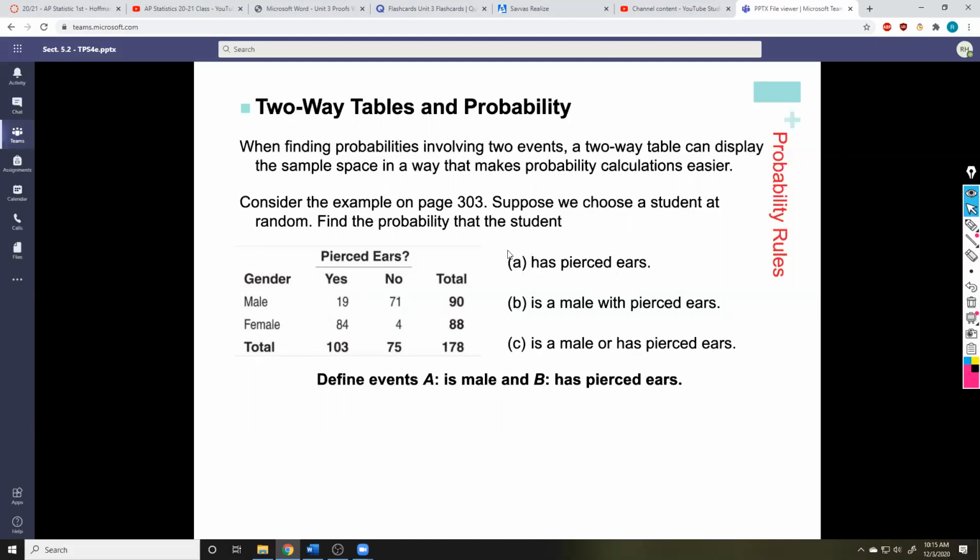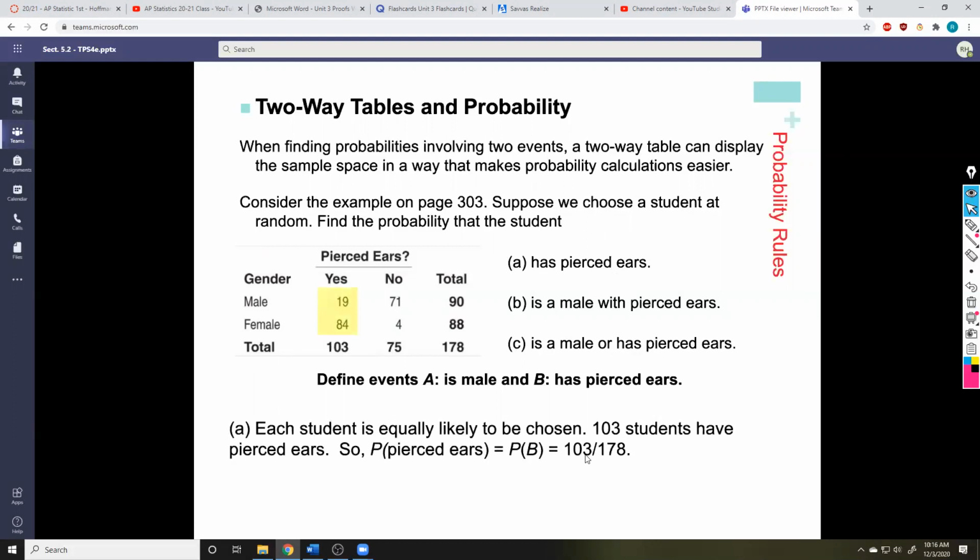So the person has pierced ears, so we're going to look at pierced ears, yes, and that is out of everybody. So how many have pierced ears? That's going to be 103 out of everybody. So 103 out of 178. That is the probability of B, if we're defining A to be male, B to be pierced ears. So this is the probability of B.